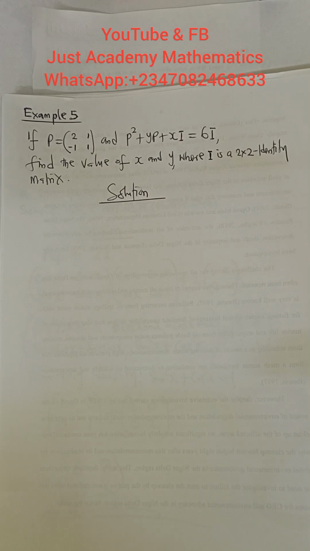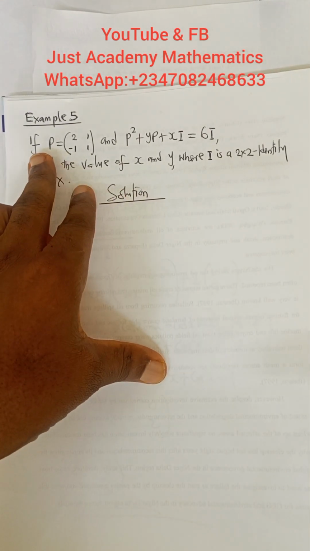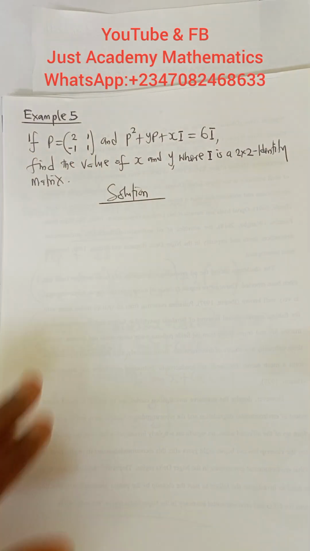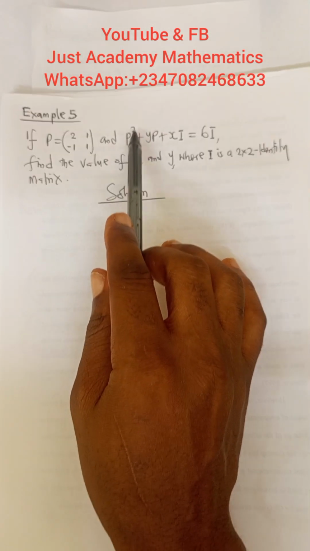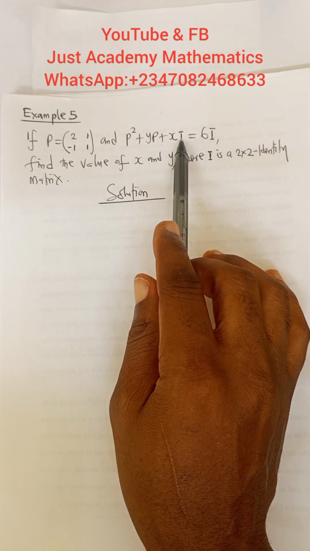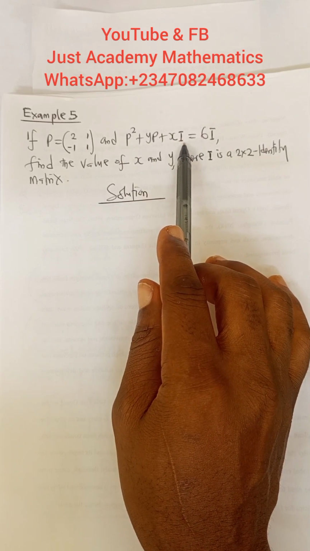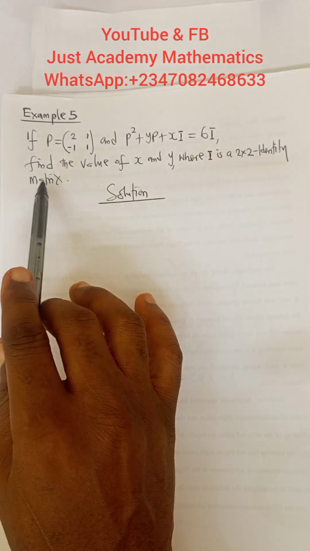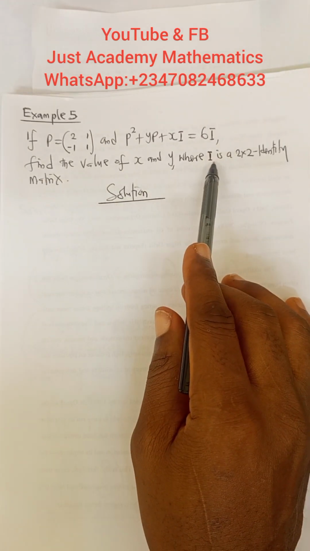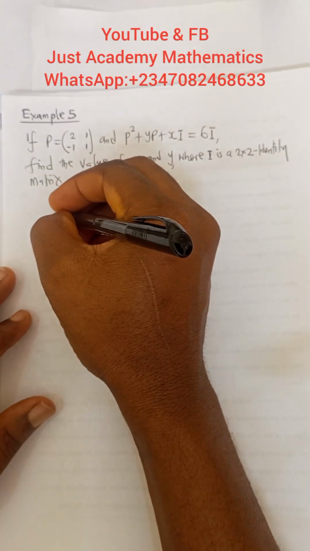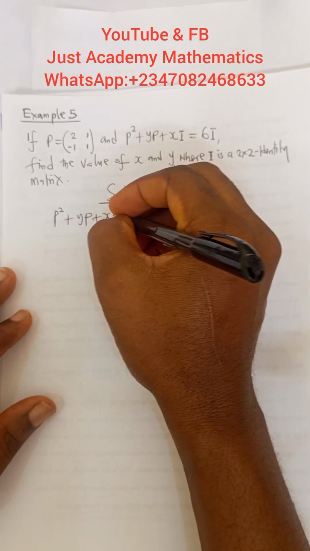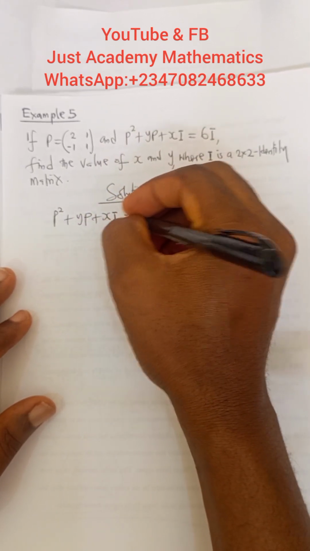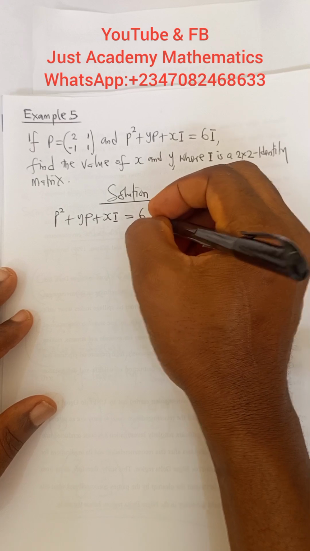Now, we are given this expression. They say that P is equal to 2, 1, minus 1, 1, and P square plus YP plus S identity, this is I identity, is equal to 6 identity. Find the value of X and Y where I is a 2 by 2 identity. So this is what we are dealing with. We are solving for P square plus Y times P plus X times 2 by 2 identity is equal to 6 times 2 by 2 identity.